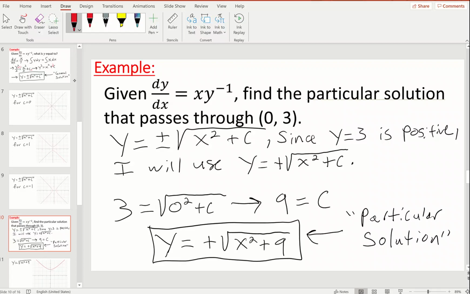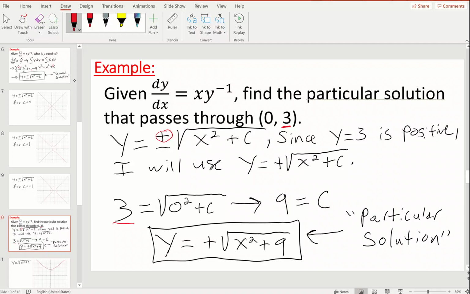But I want you to notice that the point that we want to travel through has a positive y value, positive 3. So rather than focus on y equals plus or minus radical x squared plus c, I'm only going to focus on the positive branch because I know my y value has to be positive. Now I will plug in the information embedded in these coordinates. So y is 3, x is 0. Solving for c, you get that c is equal to 9.